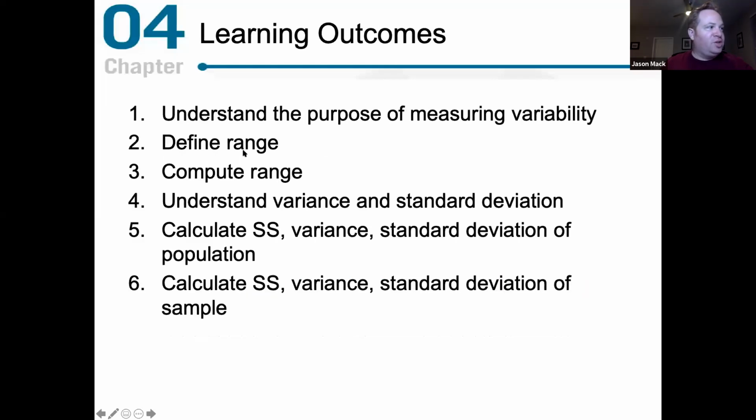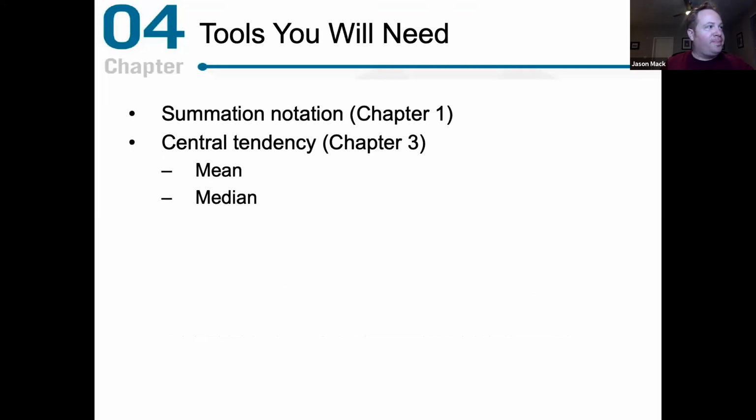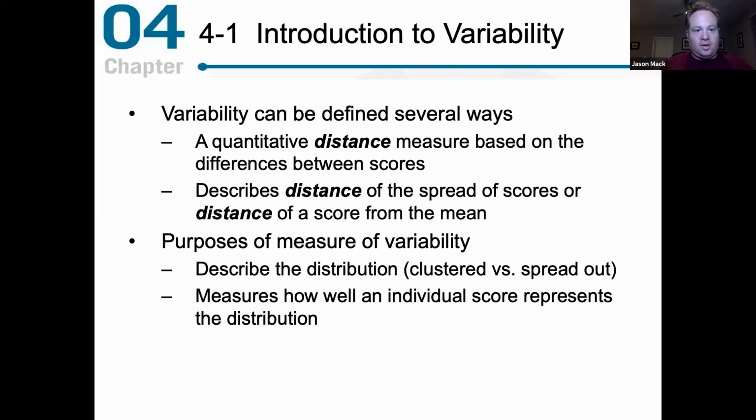So we'll define range, calculate sum of the squares, variance, standard deviation of the population, sum of the squares, variance, standard deviation of the sample. Summation notation, central tendency, mean, and median. So variability, you can think about it as distance. A quantitative distance measure based on differences between scores. That describes the distance of the spread of scores or the distance of a score from the mean. Purposes of measure of variability: describe its distribution, clustered or spread out. Measures how well an individual score represents the distribution.